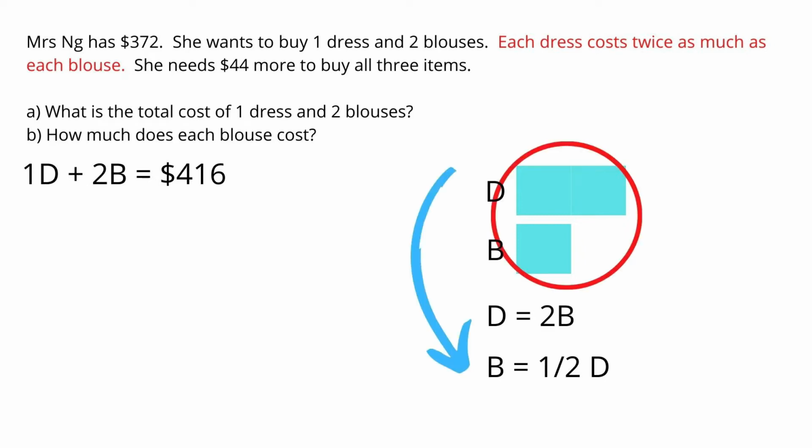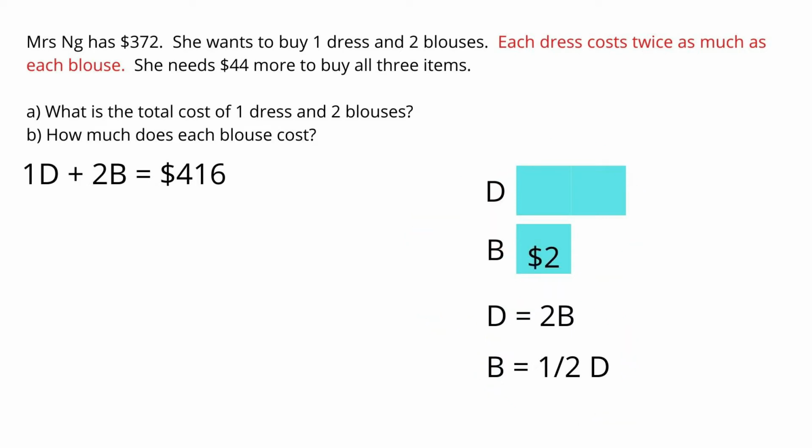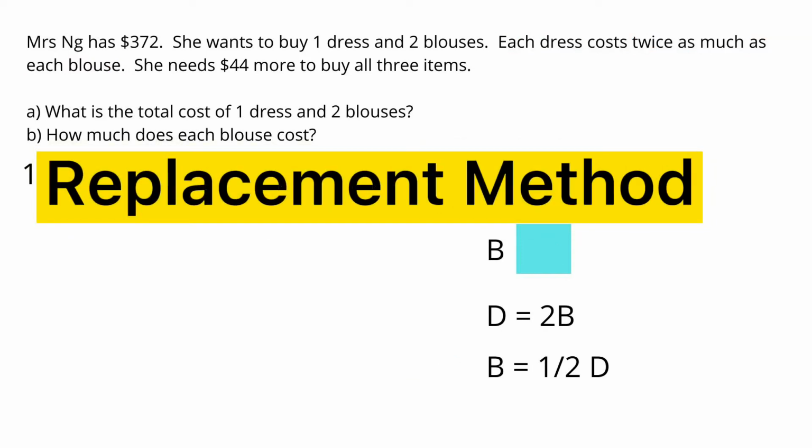If you're still confused by this part, let me show you an example. Can you imagine if the cost of one blouse is $2? How much does one dress cost? $4, correct? With $4, how many blouses can you buy? 2, correct? With $2, you only can buy half of the dress. Are you with me? After this part is done, we can use the replacement method.